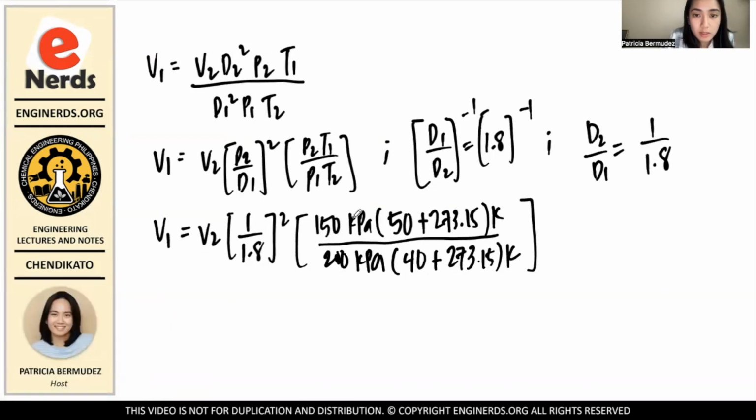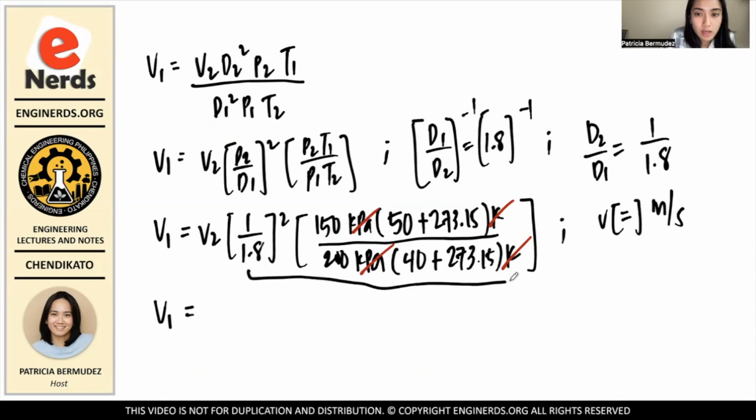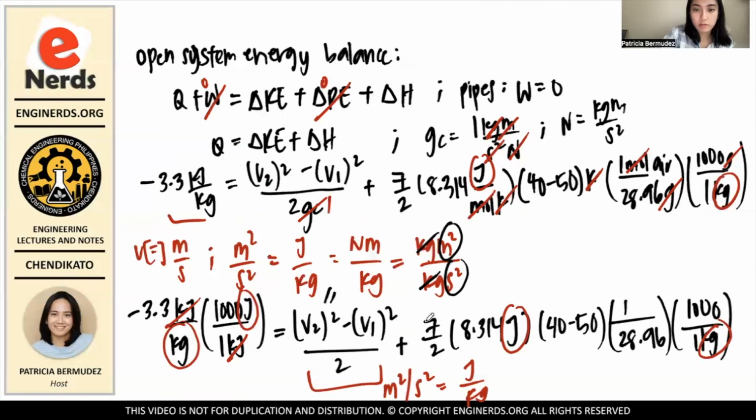Okay? So, makikita natin makakancel yung kilopascal, makakancel yung Kelvin, and this one is unitless. So, kung ano yung unit ng V1 will be the unit for V2, and that will be in meters per second. Okay? So, in terms of V2, our V1 is, we just have to calculate for this. And then that will be our coefficient for V2. Okay? And our answer is V1 is equivalent to 0.23887335 V2. Now we have found, so this is your first equation. So this is your equation 1.